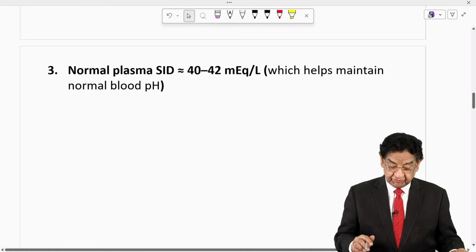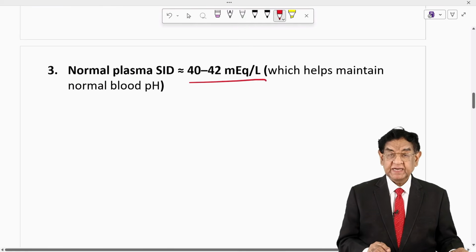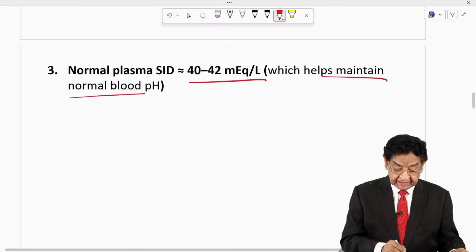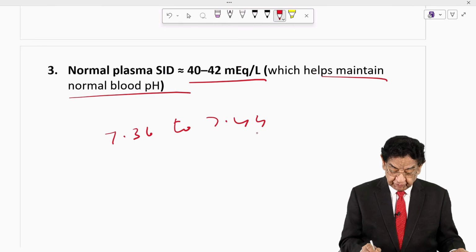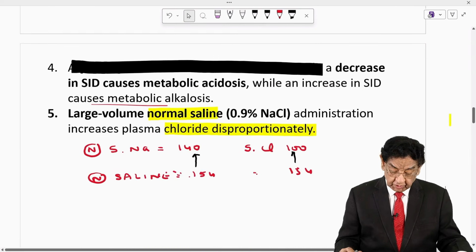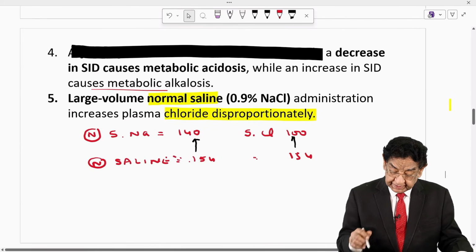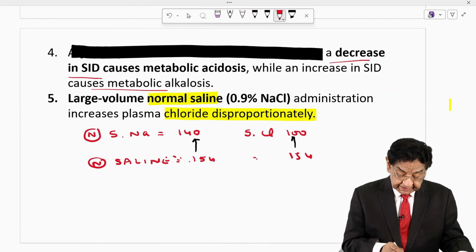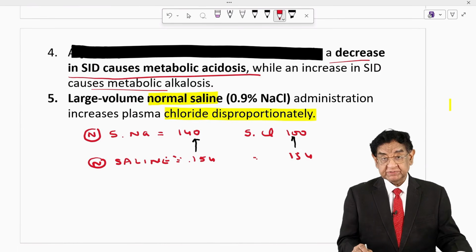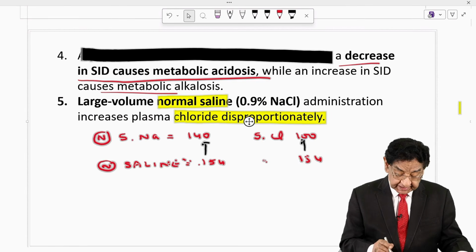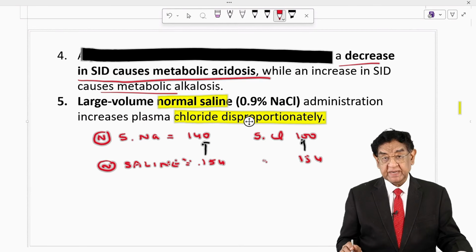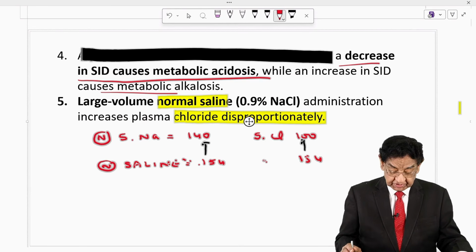Normal SID is 40 to 42 milliequivalents, and this is essential to maintain the normal blood pH, which is 7.36 to 7.44. Well, basic concept: a decrease in SID causes metabolic acidosis, while an increase in SID causes metabolic alkalosis.